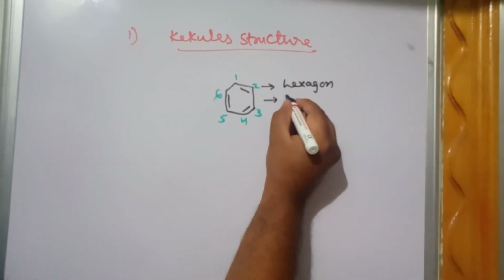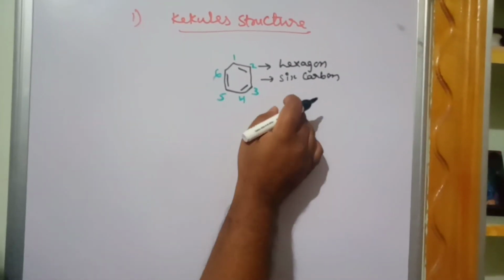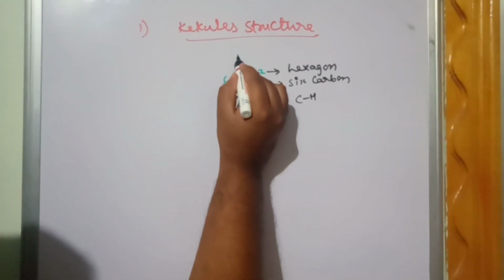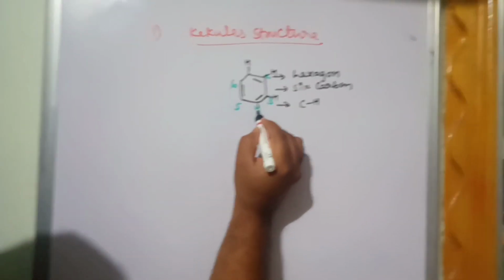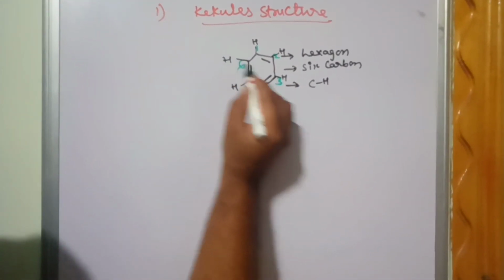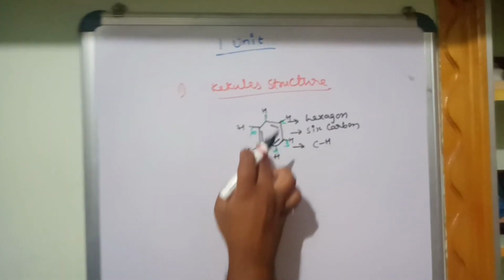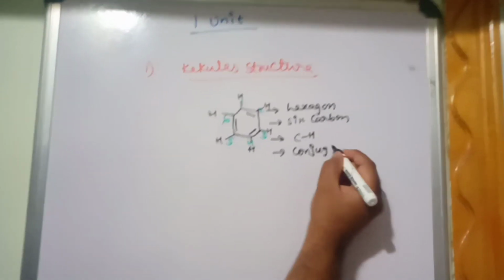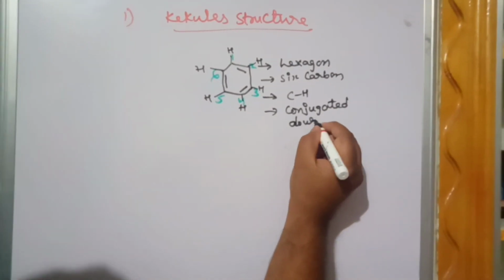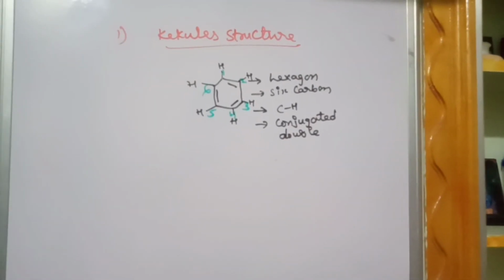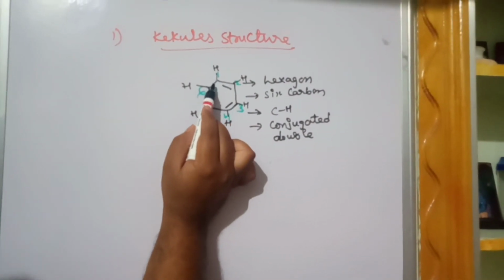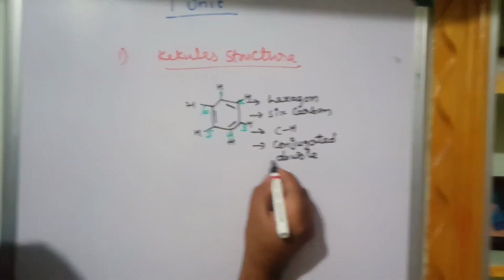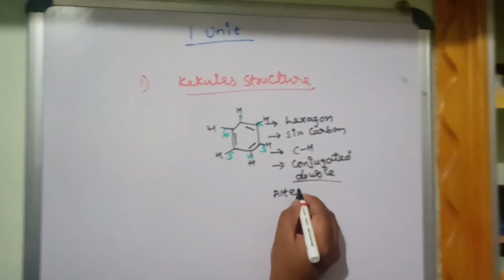The second point is that it contains 6 carbons, and on every carbon there is a bond between carbon and hydrogen. So 6 hydrogens are there, 6 carbons are there. Inside, the bonds are called conjugated double bonds. What is the meaning of conjugated double bond? Conjugated double bond means alternate double bonds: single bond, double bond, single bond, double bond, single bond, double bond.